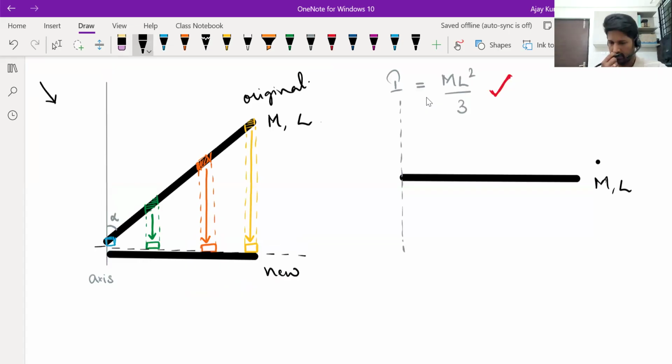Okay, but we need to be careful here. The original system's mass was m. Since you just dropped all its particles onto that horizontal line, the new system's mass will also be m. But can one of you tell me what is the length of this new rod that is formed? It's clearly not the same as the original rod. How much is the length of this new rod? L sin alpha, sir. L sin alpha. It's like the x component of L. L makes an angle alpha with the y-axis. So the x component will be L sin alpha.